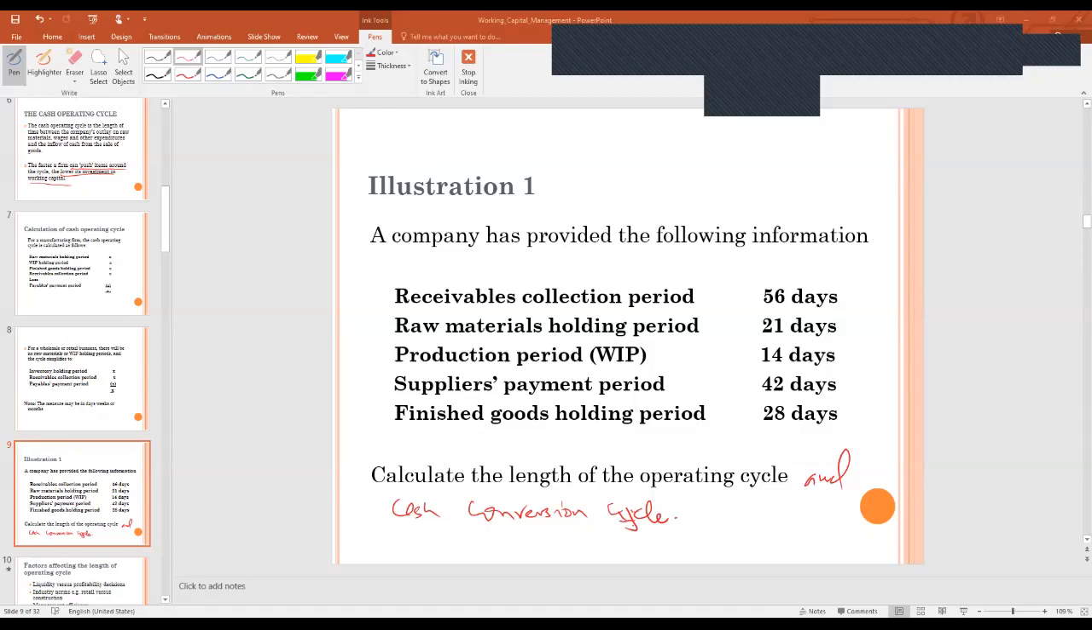Now, first of all, don't forget we say that the operating cycle is from the time that we buy a raw material to the time we get money from a customer, or the time difference. Now here we have the days for raw material is 21.